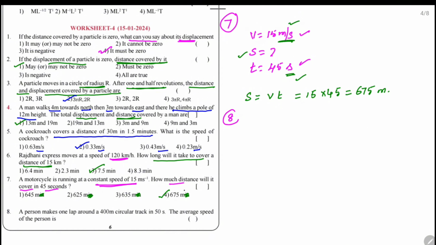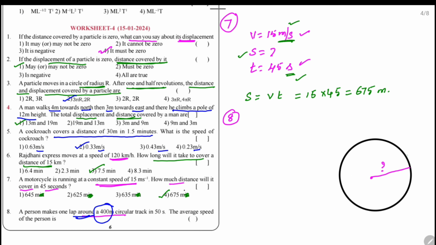Question number 8. A person makes one lap around a 400-meter circular track in 50 seconds. So we have a circular track whose radius is unknown for us, and it is given that 400 meter is the lap around the circular track, which means it is the circumference. So I can take the distance as 400 meter in this case. Okay, as he completes one round, the time is equal to 50 seconds.